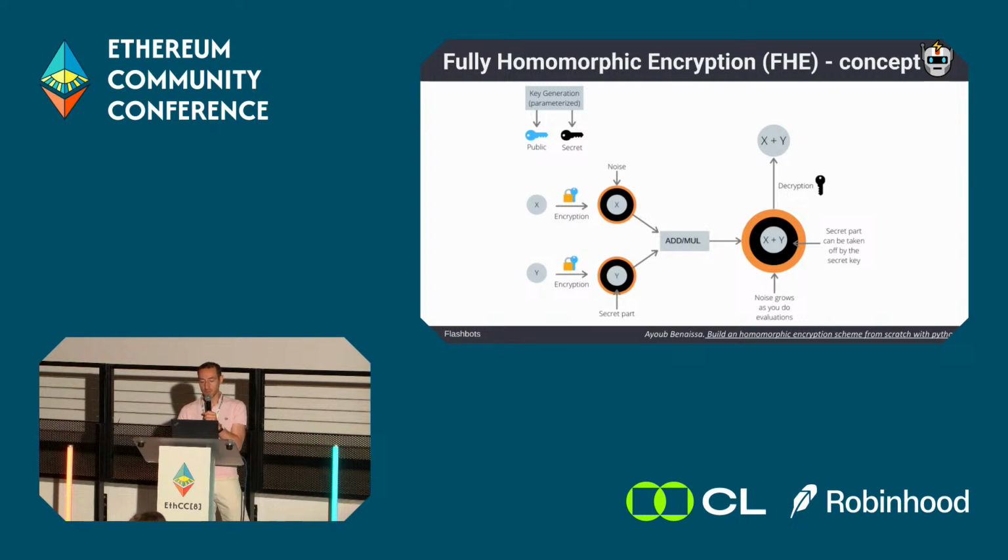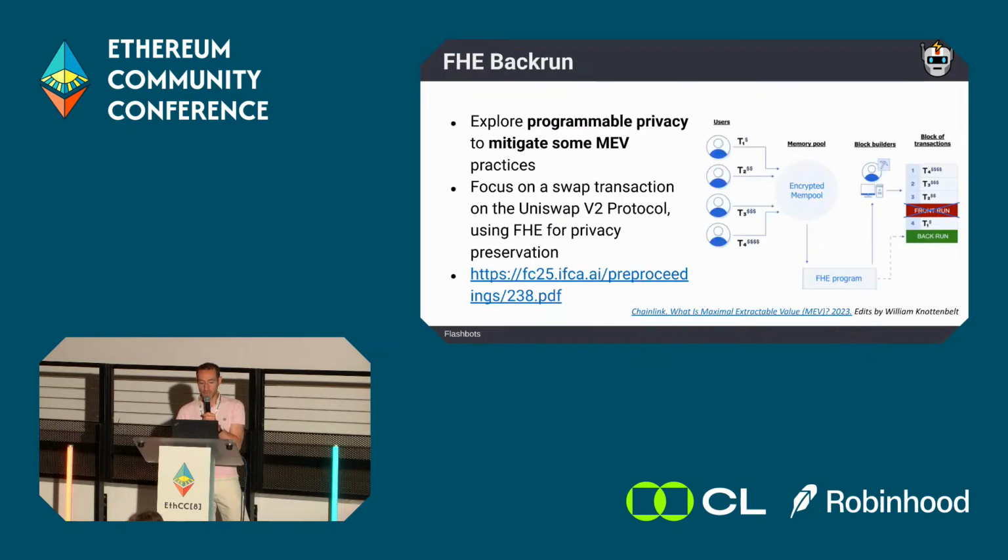We actually did that in a paper from this year's FC conference, if you want to look it up. To summarize it in one slide, we want to enable a searcher, one of these actors that extract MEV on the network, to backrun a user transaction. What we mean by backrunning is that I'm able to react based on what I see in a user transaction and create my own transaction that I want to be executed right after the user transaction, which is why we call it backrunning.